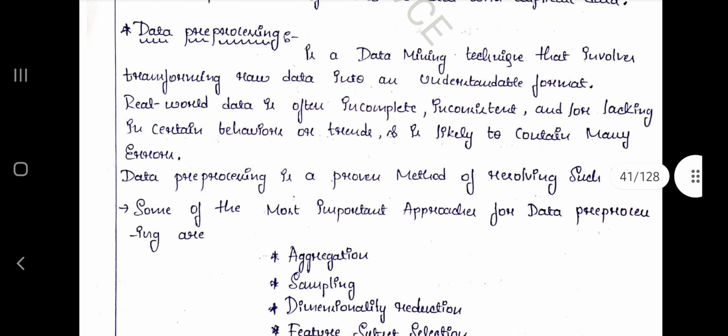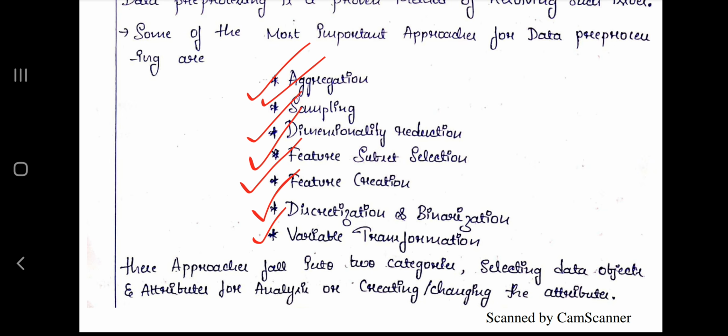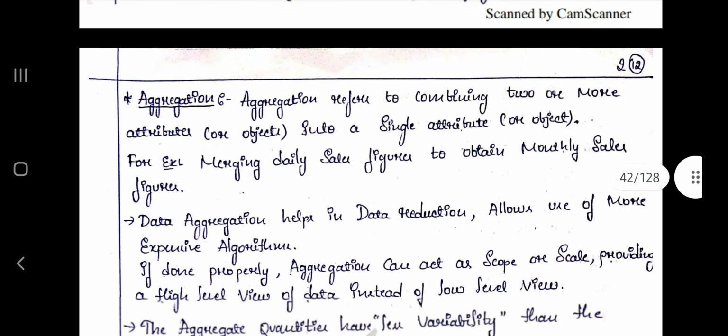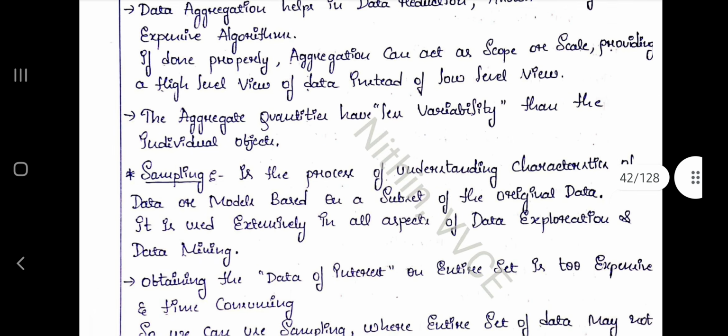Okay, so data pre-processing means before the data goes to data mining. Before the data goes to where? Data mining. Before the data goes to data mining, we perform data pre-processing. So these are the 7 steps: aggregation, sampling, dimensionality reduction, feature subset selection, feature creation, discretization and binarization, variable transformation. At least 4 you should be able to remember from this one. So aggregation means what? You are combining the values. That's all. Merging the values.